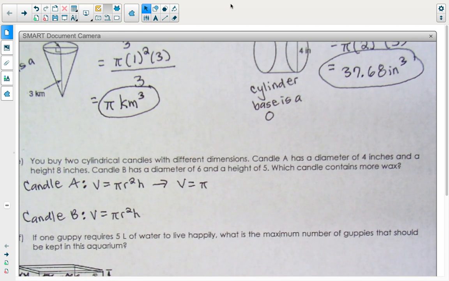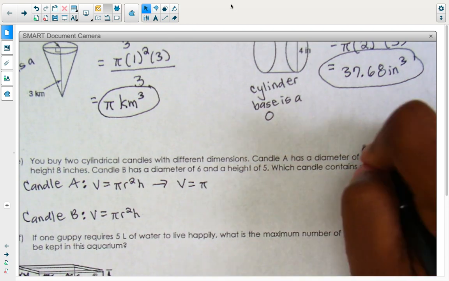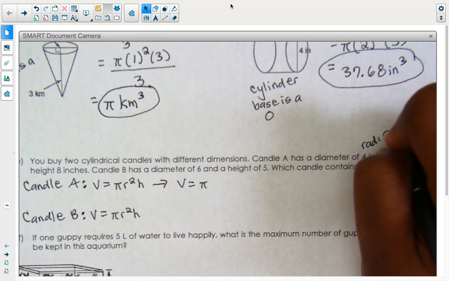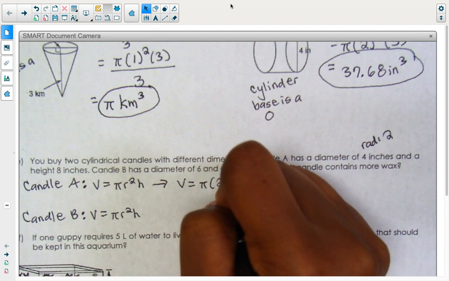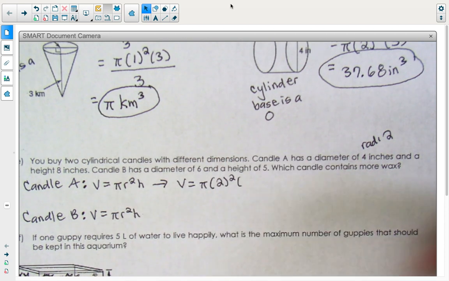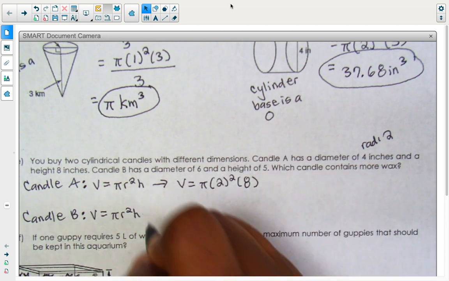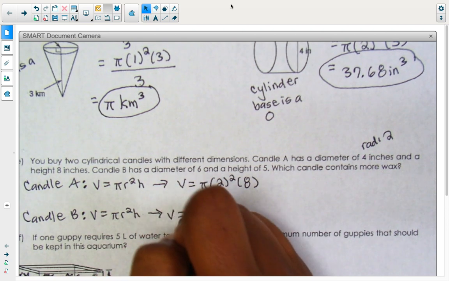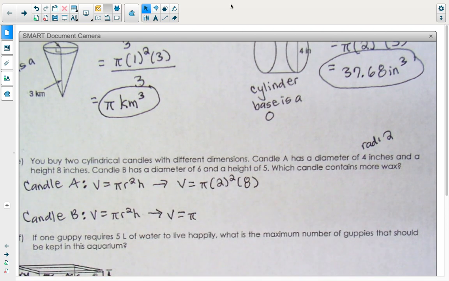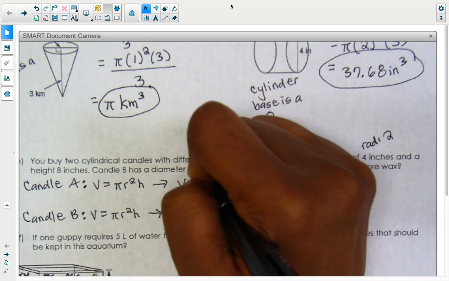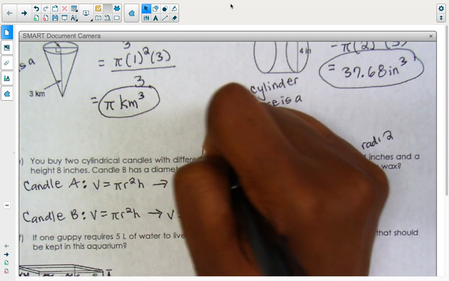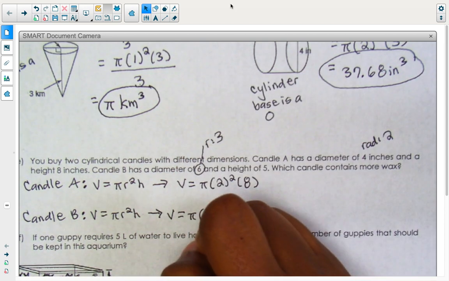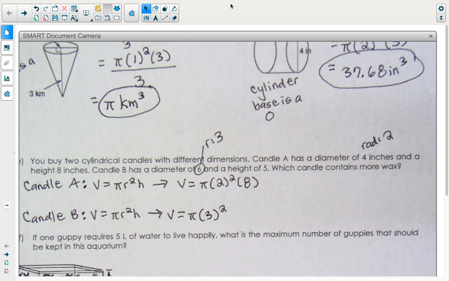Candle A has a diameter of 4. I don't want to know the diameter, I want to know the radius. So my radius is 2, and the height is 8 inches. The second one, candle B, has a diameter of 6. Again, I don't want the diameter. We need a radius, which is 3. So my radius is 3, and it says the height is 5.